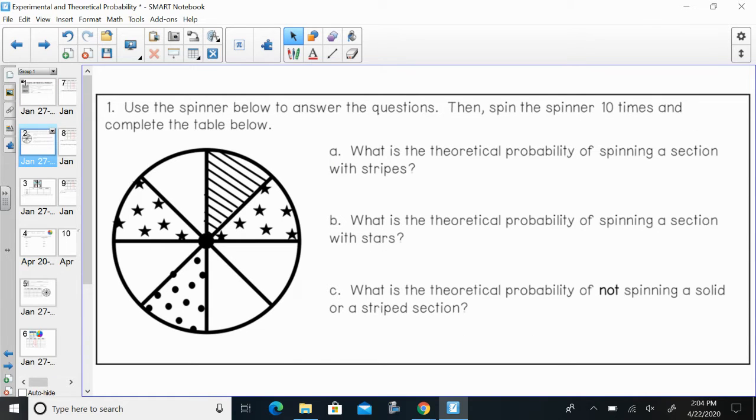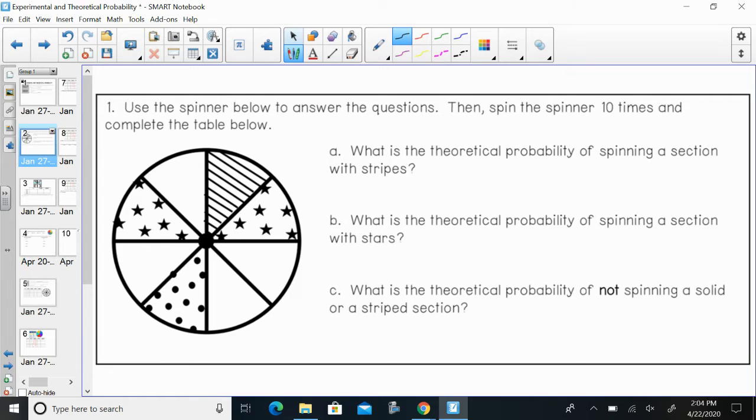So we're going to just practice some probabilities here. Number one, use the spinner below to answer the questions. Then spin the spinner 10 times and complete the table. We're going to answer these questions based on the spinner here, and then I will do the second part for you. So, what is the theoretical probability of spinning a section with stripes?